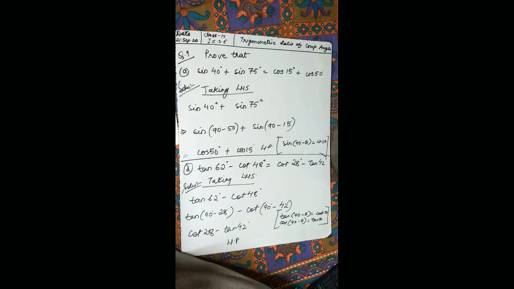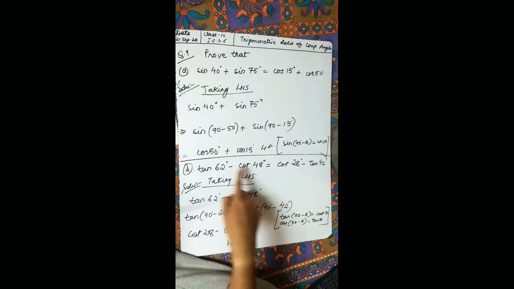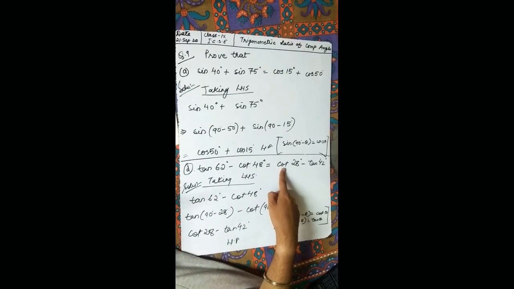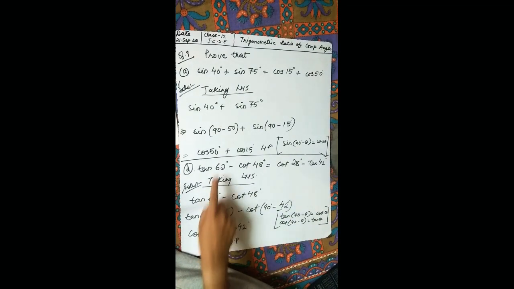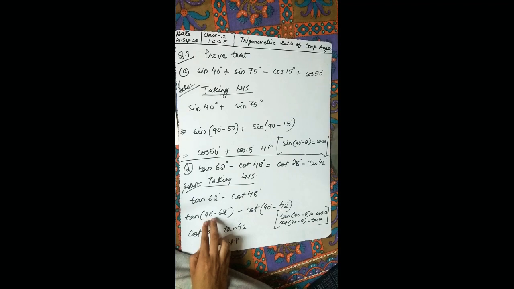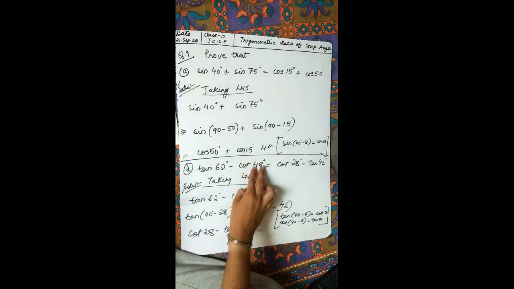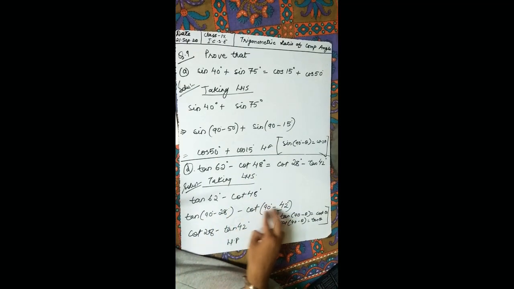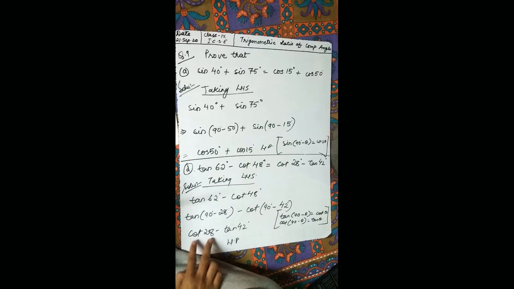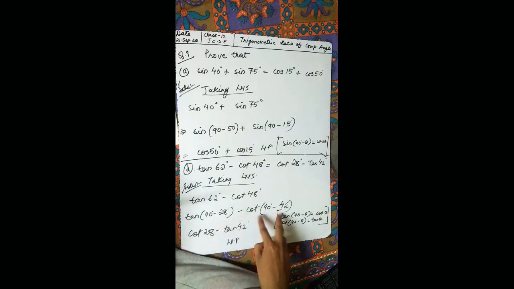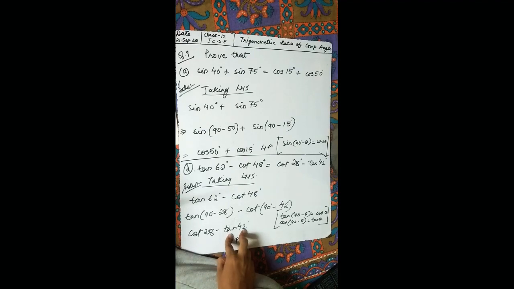Similarly, if you come to the D question, tan 62 minus tan 48 equal to cot 28 minus tan 42, we have to prove. So again, taking LHS, 62 can be written as 90 minus 28. This 48 can be written as 90 minus 42. We know tan 90 minus theta is cot theta, and cot 90 minus theta is tan theta. So tan 90 minus 28 can be written as cot 28, cot 90 minus 42 can be written as tan 42. Hence proved. LHS equal to RHS.